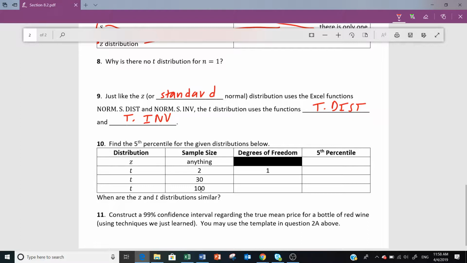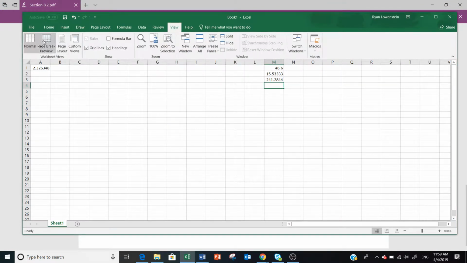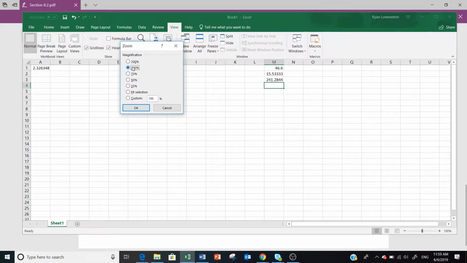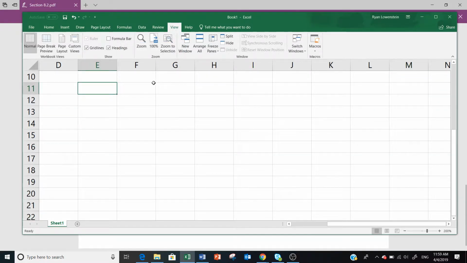So for the Z, we do norm.s. Okay, let's go ahead and go over the answers. To find the Z degrees of freedom, or sorry, there's no degrees of freedom with Z. I'm confusing myself. To find the percentile, this was a problem on the test.